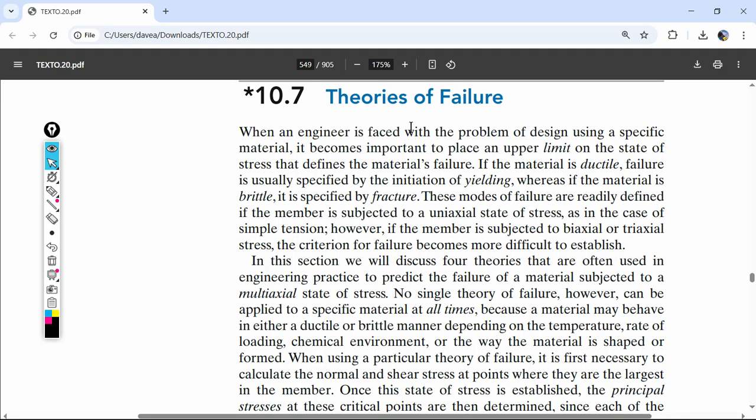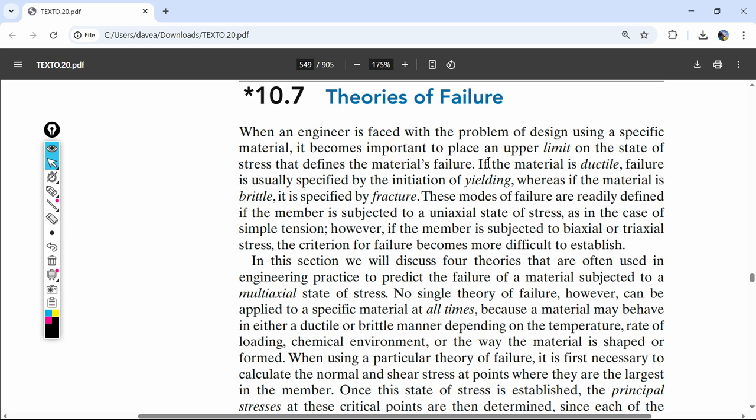All right, when an engineer is faced with the problem of design using a specific material, let's say steel, it becomes important to place an upper limit on the state of stress. So we talked about that. PSI, in tension, compression, that defines the material's failure. I thought this was gold. I thought we were doing this the entire time, I just didn't realize. We did the Titanic analogy.